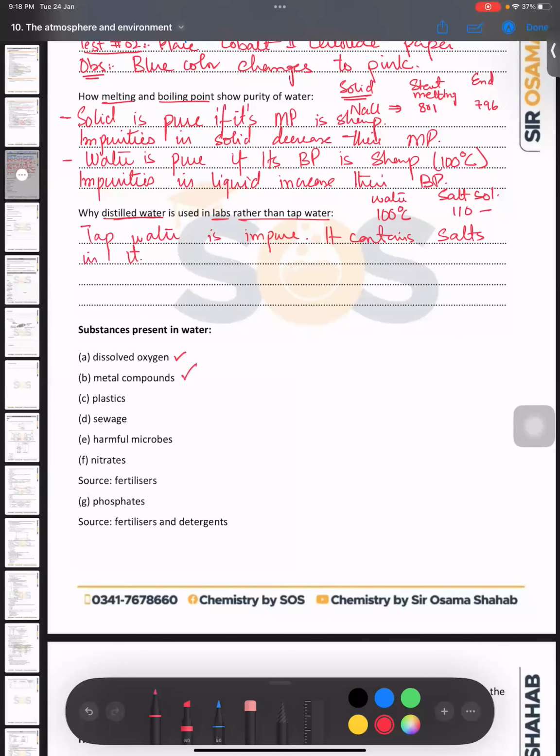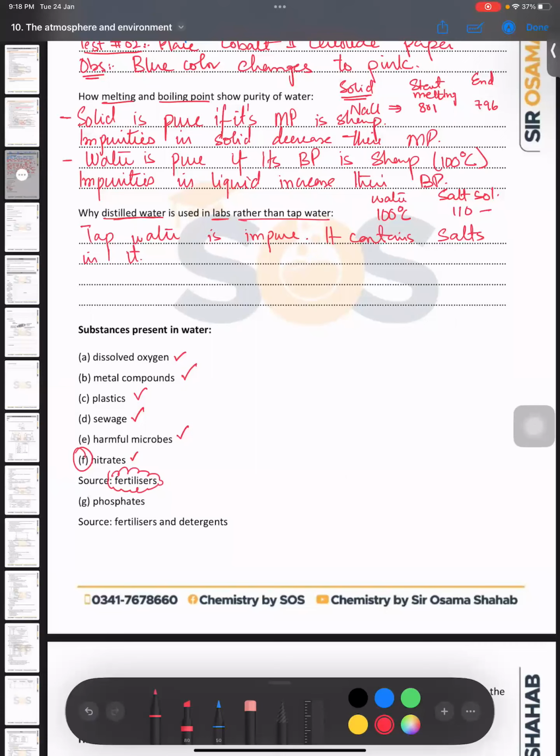Then we have pollution like plastics. We have sewage, right? We have harmful microbes in water. Then we have nitrates. This is the main one, nitrates. You need to keep remember the source of this. The source of this is fertilizers. They can ask in exams that how nitrates come into the water. This is must. You need to keep remember कि भाई ये fertilizer से आता है. Alright, बच्चों?